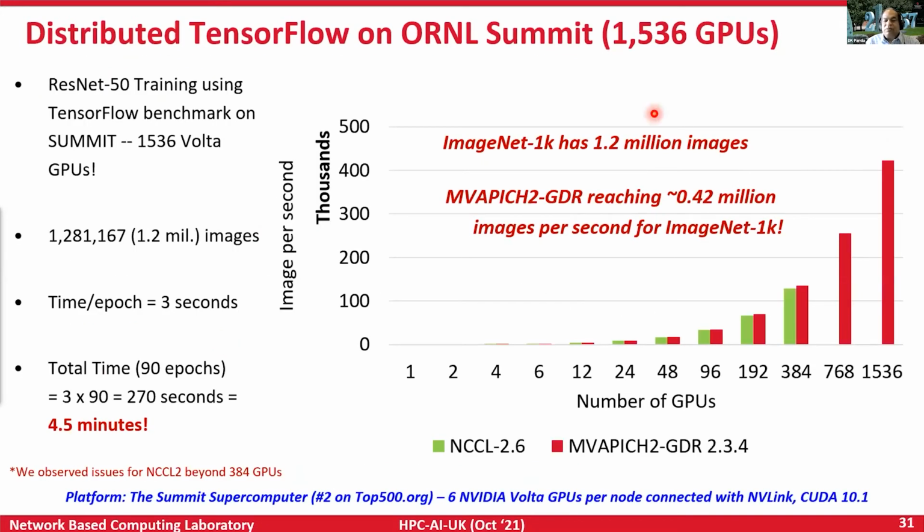Here are some numbers on the GPU-based system. This is on the Ookami Summit. Here, we are able to scale to 1536 GPUs with ImageNet-1K, which has 1.2 million images, and we are able to train in 4.5 minutes.